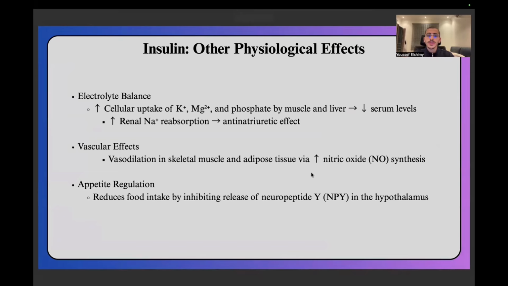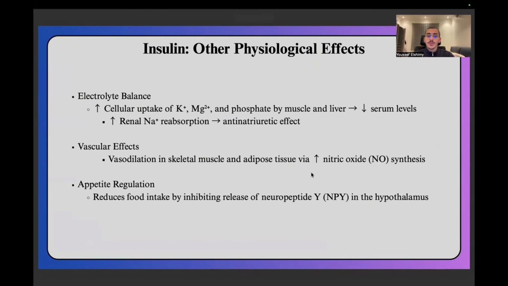What are the other physiological effects? We mentioned a few. We said that it regulates electrolyte balance. So it helps in uptaking potassium, magnesium, phosphate by muscle and liver, and this decreases serum levels. So it has a protective function, especially the potassium, because when it rises, it leads to arrhythmias and a lot of complications. It also increases the renal sodium reabsorption. So it has an anti-natriuretic effect. If you don't have this insulin, there would be more excretion of the sodium, and there would be polyuria. We're gonna talk about it later.